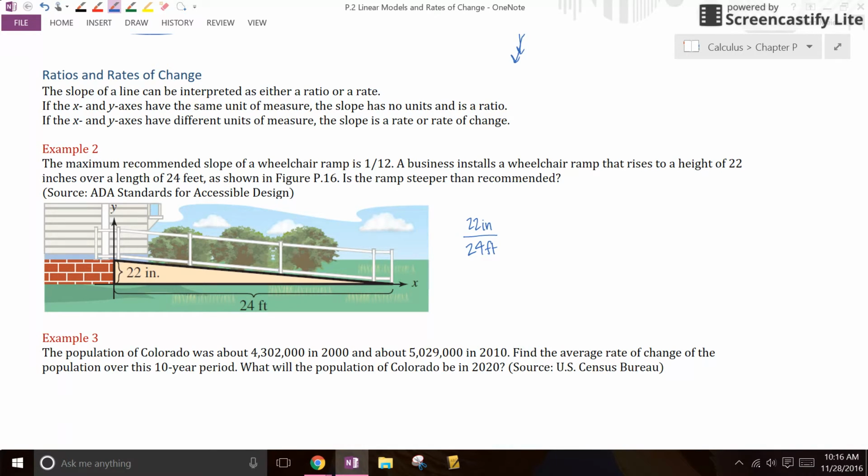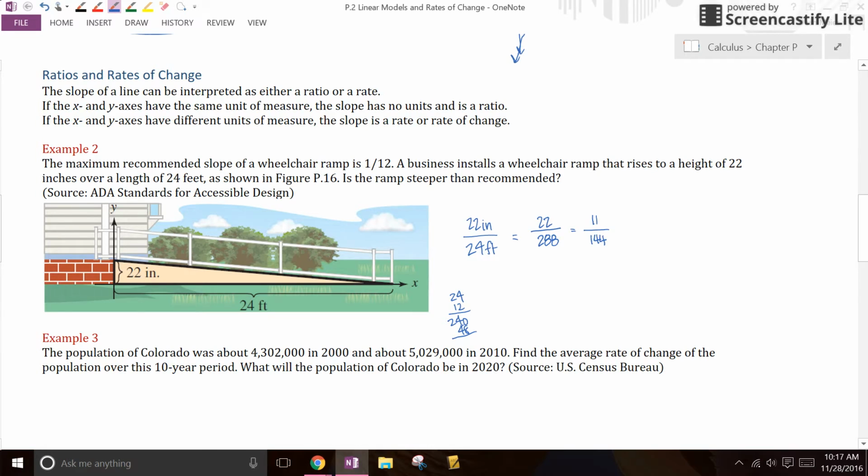Maybe I'll change the 24 feet into inches. I don't know what 24 times 12 is, but I know 24 times 10 is 240, and 24 times 2 is 48, so that's 288. So that's 22 over 288, which is in inches. So there is a nice ratio. Now that ratio can be reduced. They're both divisible by 2, so it's 11 over 144.